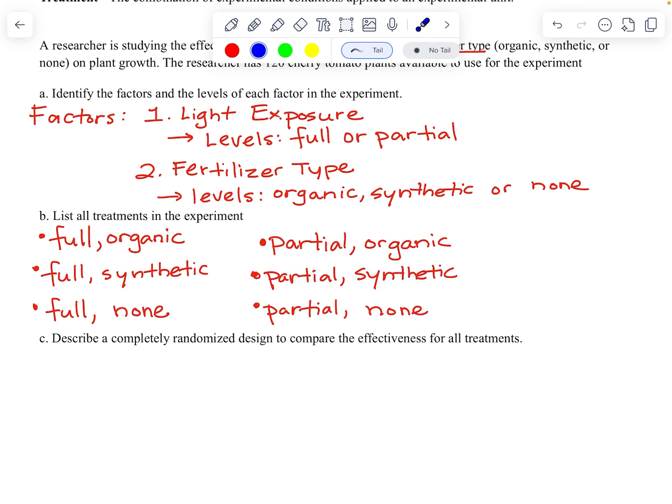That's all for now. You are now going to do C along with D and E on the back. You're going to try those on your own.